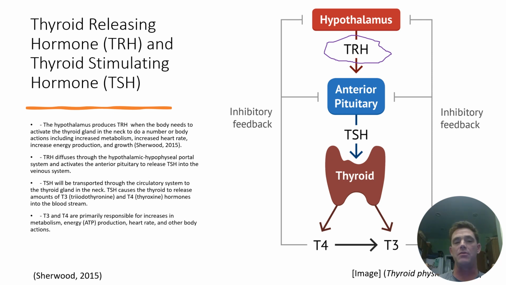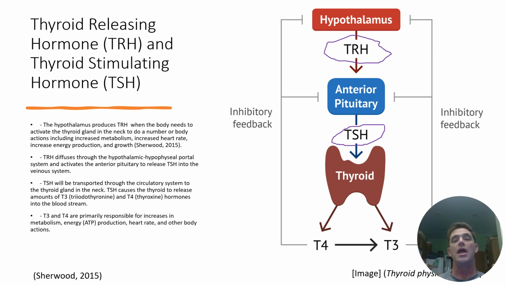That thyroid releasing hormone is going to travel, again, through that capillary to capillary portal system, and it's going to stimulate the anterior pituitary to then create TSH, which is thyroid stimulating hormone. This is the hormone that will actually be sent out of the pituitary down through the jugular vein to the heart, which will then hit the thyroid gland in the neck.